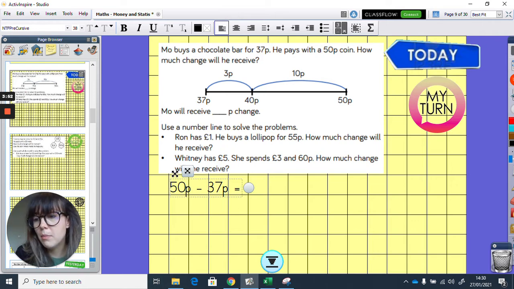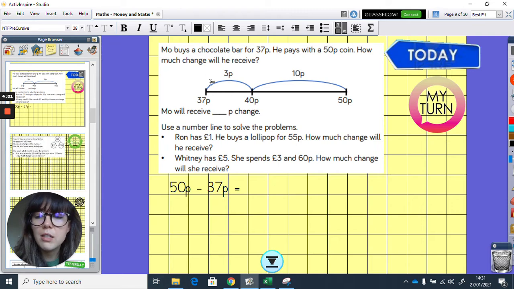So we need to use a number line to do this, and they've helpfully given us a number line. We start off at our smallest amount of money, 37p. And we need to count up and see how much it is to get from 37p to 50p. And we can do this in little jumps. As I said yesterday, you could do lots and lots of little jumps of one, but that would probably take a long time and you'd get a little bit messed up because it's tricky, okay? It might get confusing as well. So we're going to do some bigger jumps.